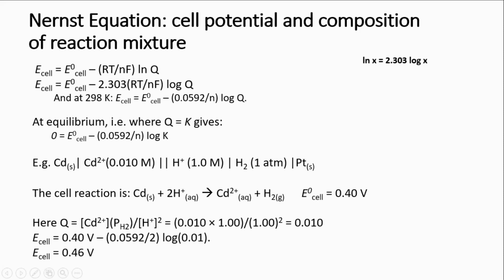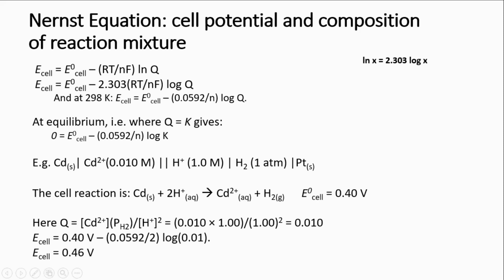Now, Q for this reaction, the reaction quotient, is equal to the concentration of cadmium 2 plus times the partial pressure of hydrogen gas, which is proportional to its concentration, divided by the concentration of hydrogen ions. And here we have the calculations, and the answer is 0.010. That is the value of Q, the reaction quotient.